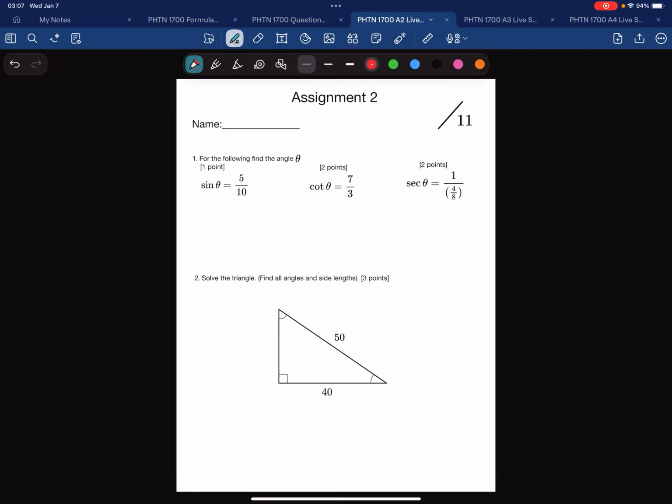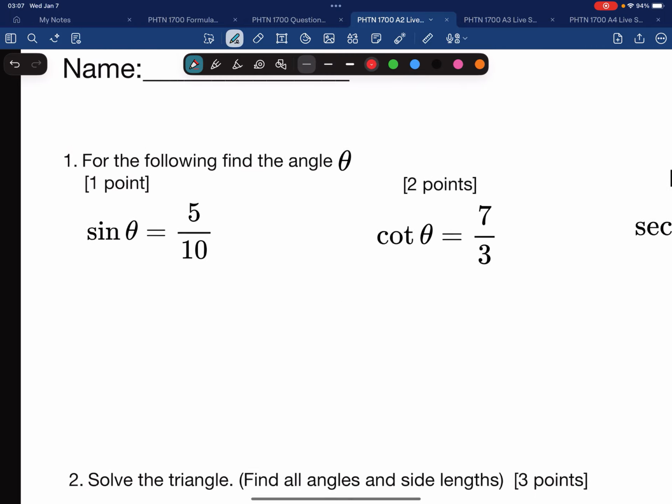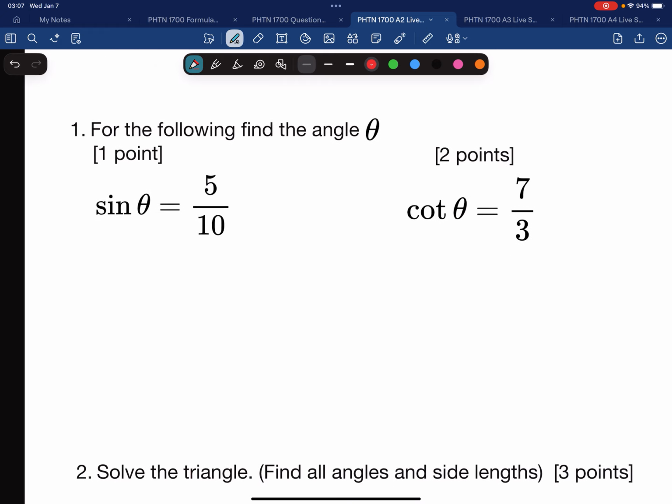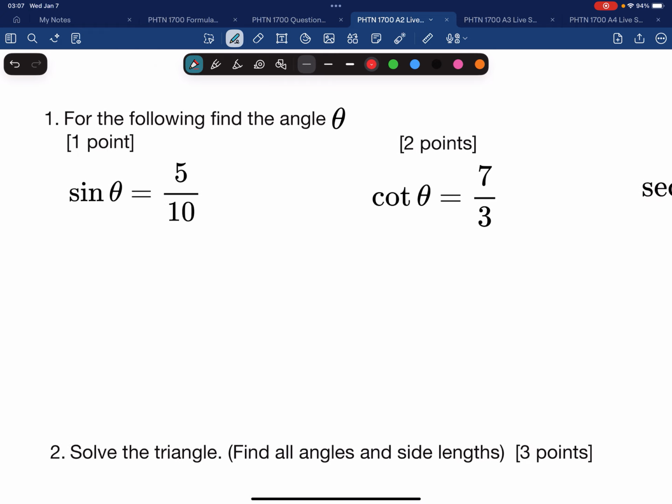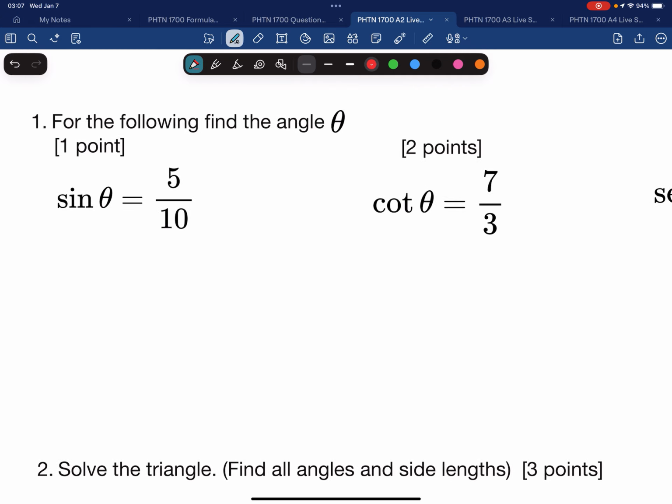Okay, hello. These are the solutions for assignment 2. Number 1, for the following, find the angle theta. 1 point each, or 1 point, then 2 points, then 2 points.